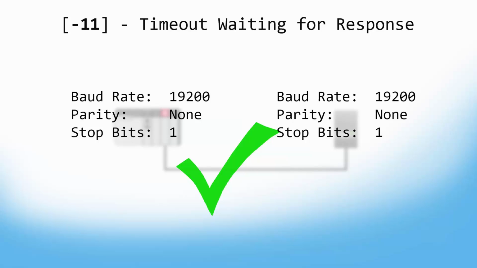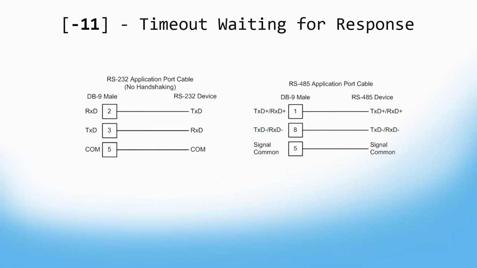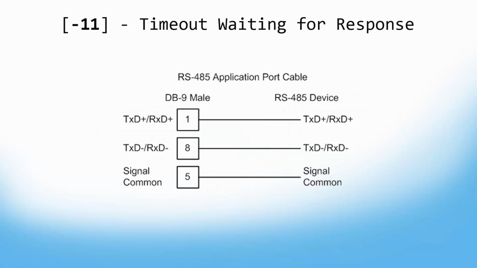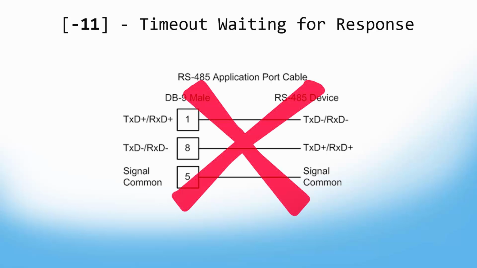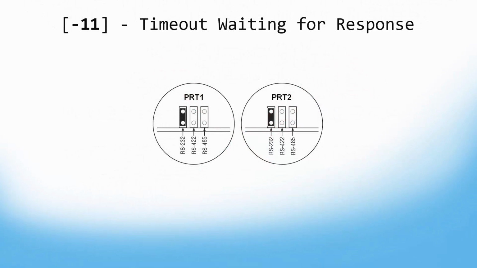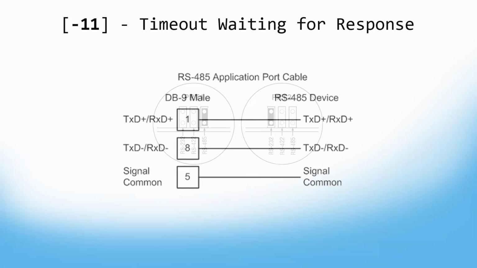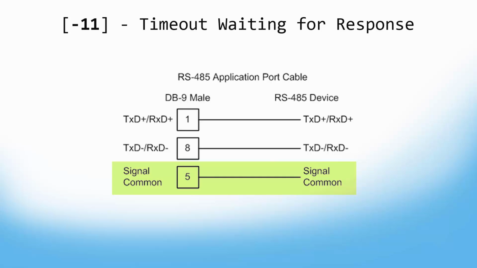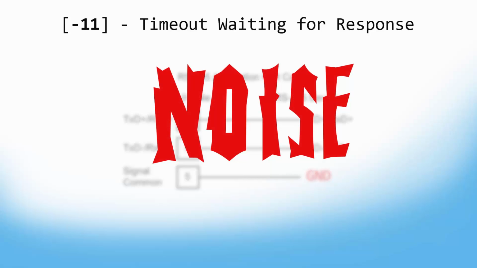Next, you should check your wiring. Are you using RS-232 or RS-485? If you're using RS-485, be sure that your wiring isn't backwards. You must also ensure that the jumper on the module circuit board is set to the proper wiring standard. By default, it's set to RS-232. You should note that for RS-485, the 5th pin connection is for the signal common. It's not a ground. If you try to use it as a ground, it will induce noise on your line.